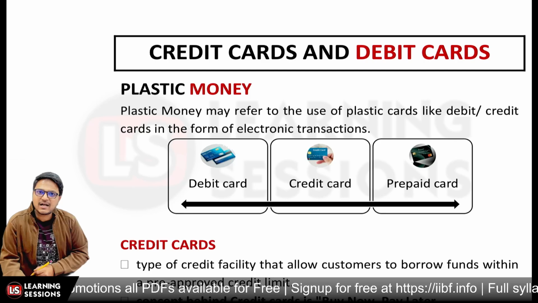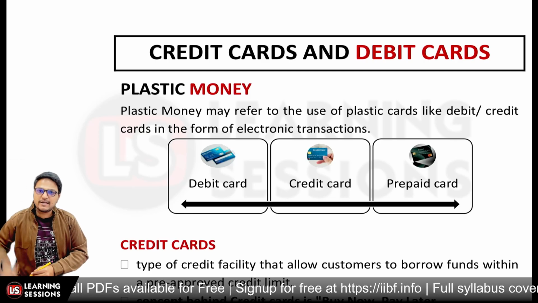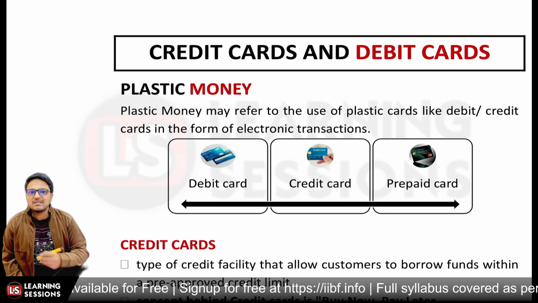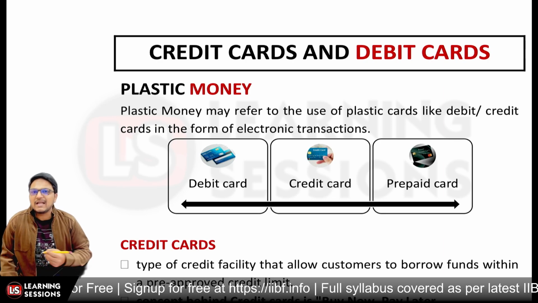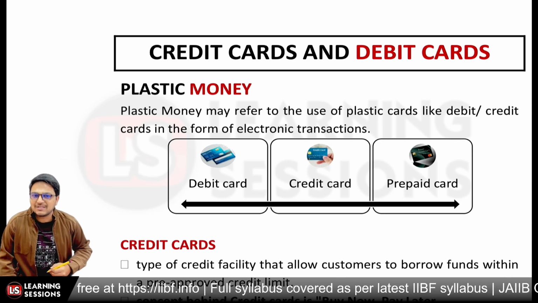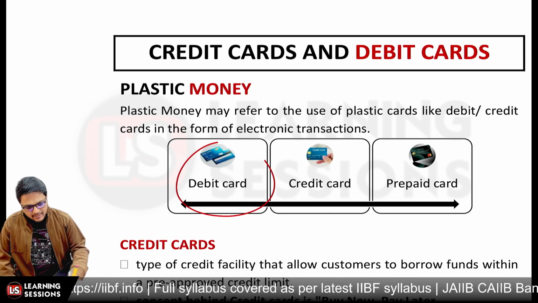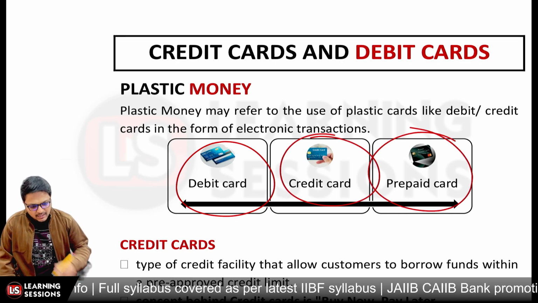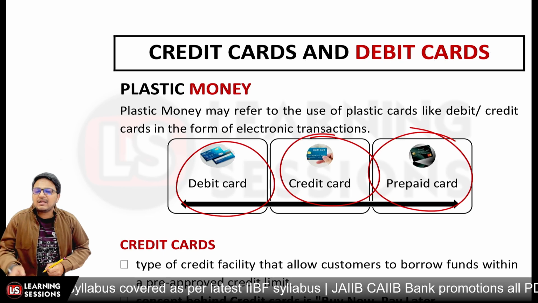So let's start the session, and it's related to credit cards and debit cards. First of all, it's related to plastic money. Plastic money is actually what we're talking about, the debit cards and credit cards, which are basically used for electronic forms of transactions. So we have the debit card, the credit card, and the prepaid card. So debit card means what?